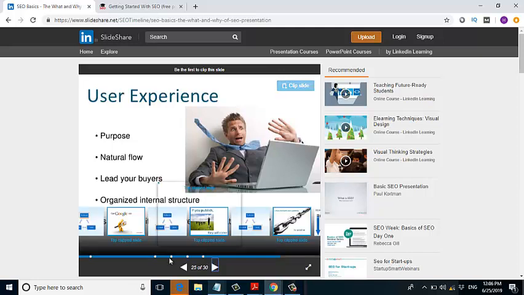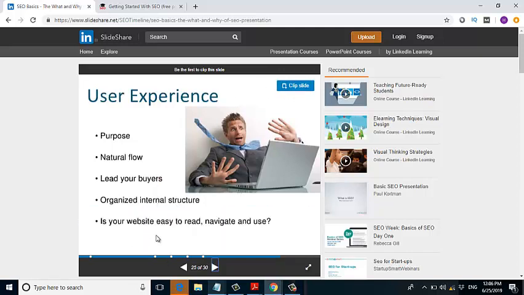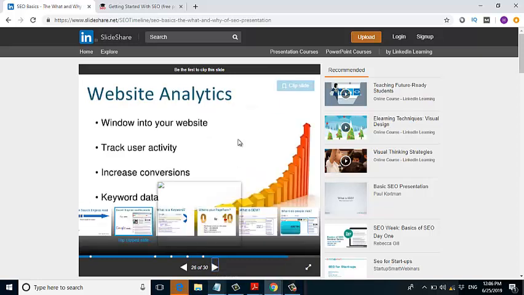Organize internal structure. Is your website easy to load, navigate, and use? Your website should have a breadcrumb, to easily navigate from one page to another. For example, if someone sees the advantages of the shoes and then wants to buy your shoes, he should have a clear link on your first page or near your home page, where he can go and buy your shoes or your service as well.